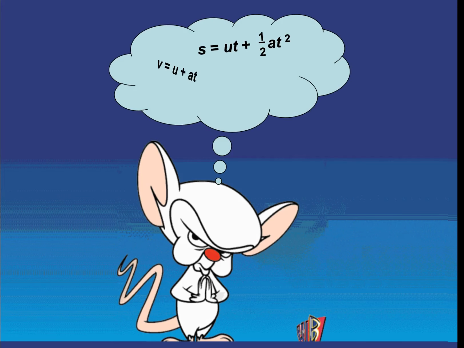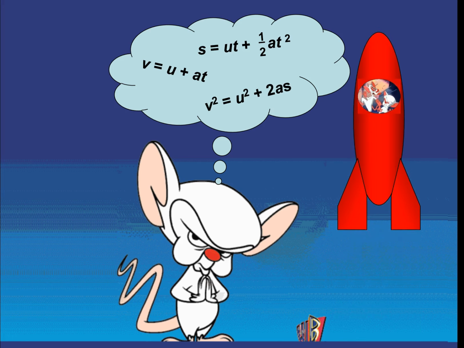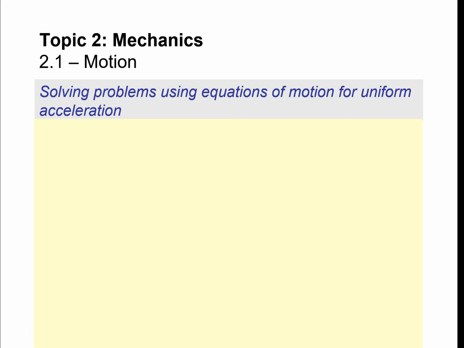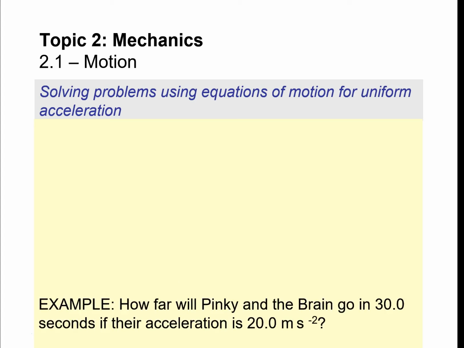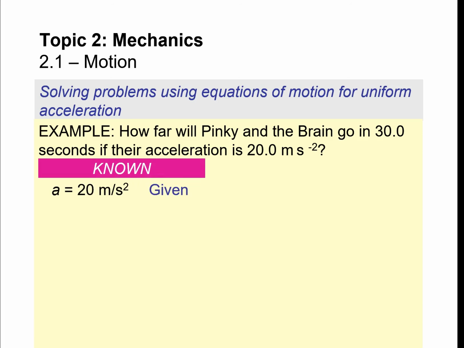Okay, so now a little brainstorming about the 4 equations that we have, and let's see how we can actually solve some problems. So for the first problem, I just wanted you guys to see the whole idea. How far will Pinky and Brain go in 30 seconds if their acceleration is 20 meters per second squared? So what do we know? We know the acceleration is 20 meters per second squared. That was given. We also know that the time is 30 seconds. That was also given. Now, we don't know the initial velocity.